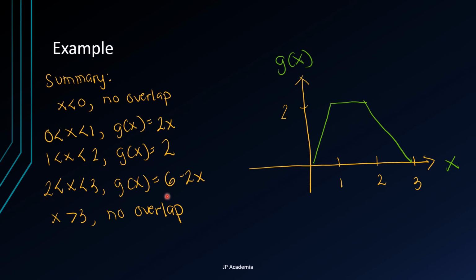Between 2 and 3, we have this output na line din, pero negative yung slope. So negative 2 yung slope natin. Pababa hanggang 3. So pagdating ng 3, obviously, yung value nito ay 0 na. And beyond 3, wala na tayong overlap. And yun. So this is an intuitive way or graphical way ng convolution operation.